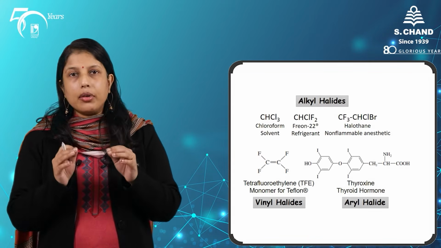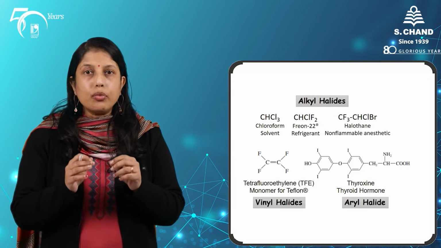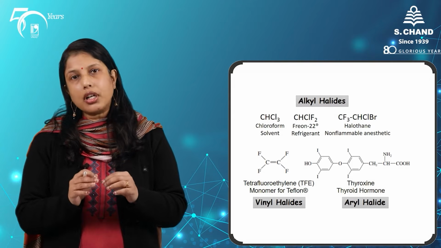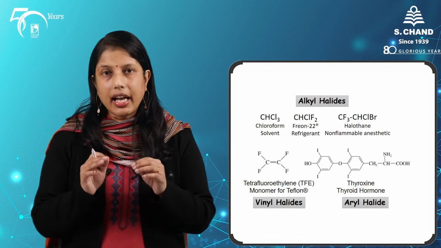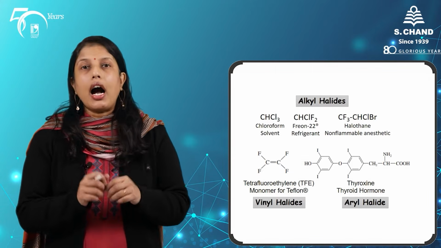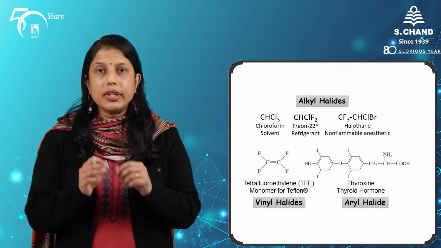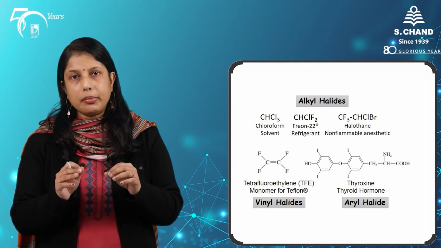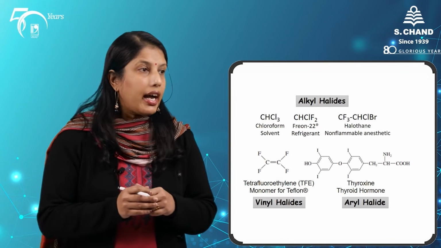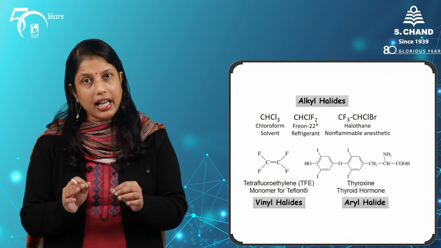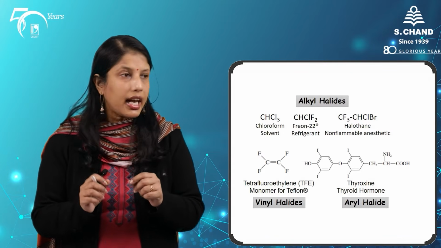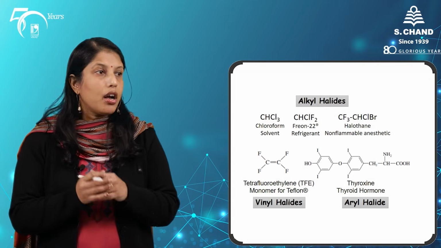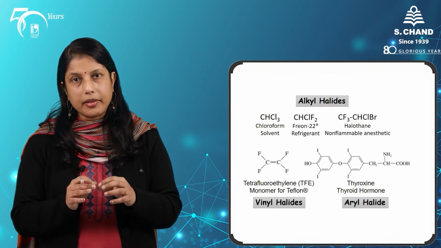Well, our alkyl halides contain a halogen atom which is bonded to a carbon part of an alkyl group. Our vinyl halides contain a halogen atom which is bonded to the carbon of an alkene, and our aryl halide has a halogen atom which is bonded to a carbon which is part of an aromatic ring.